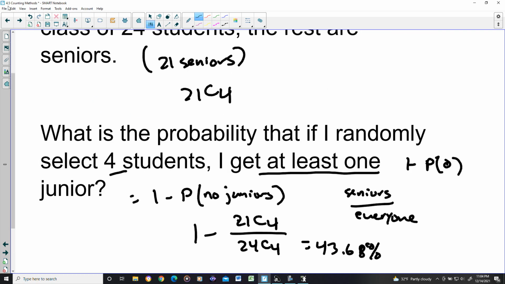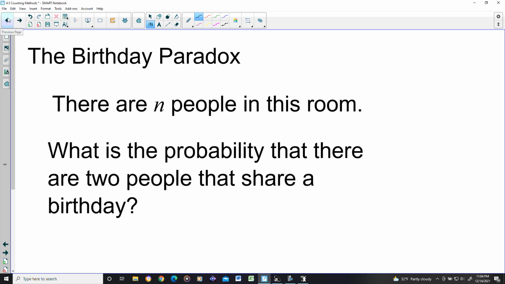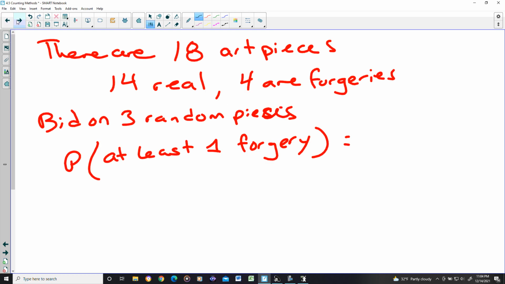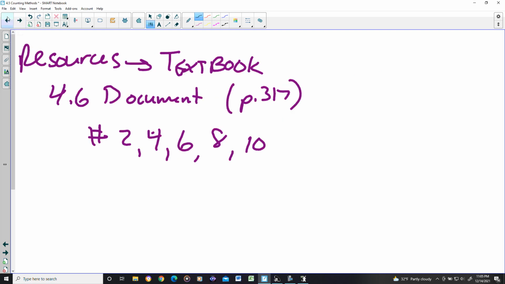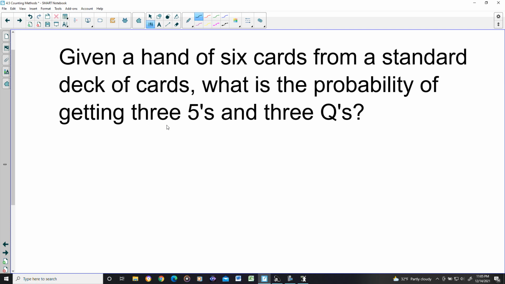Okay. So last one we'll do, and then we'll call it a day here. Given a hand of 6 cards from a standard deck of cards, what's the probability of getting 3 fives and 3 queens? Okay.